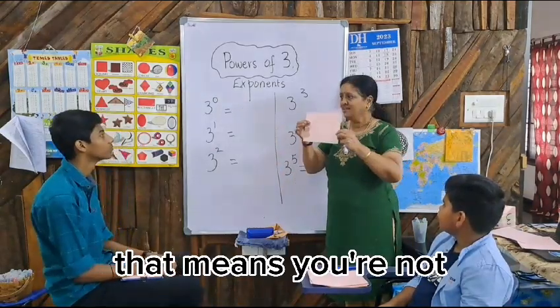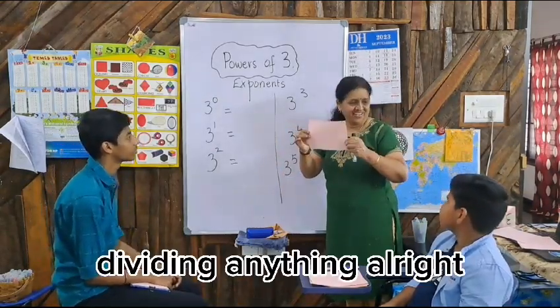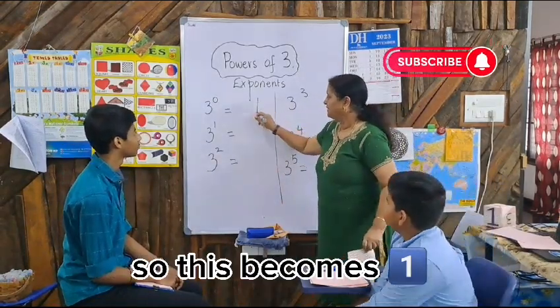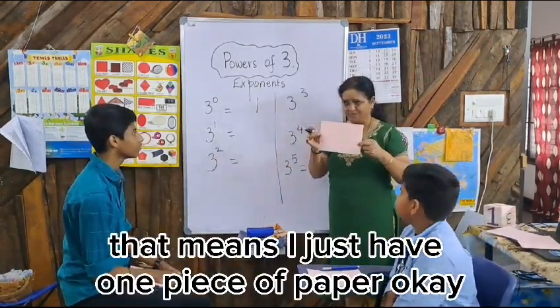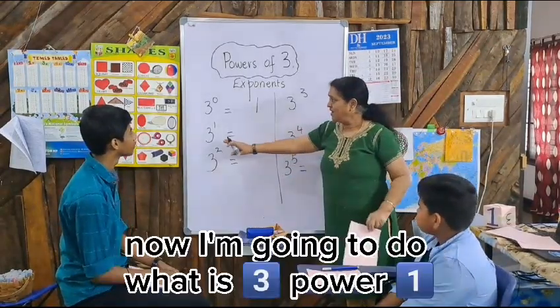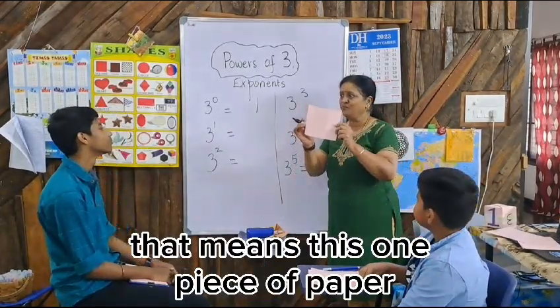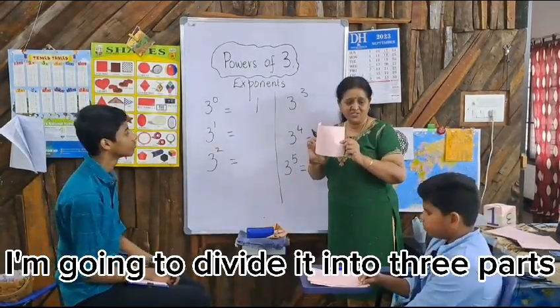That means you are not dividing anything. So this becomes 1. That means I just have one piece of paper. Now I am going to do 3 power 1. That means this one piece of paper, I am going to divide it into 3 parts.